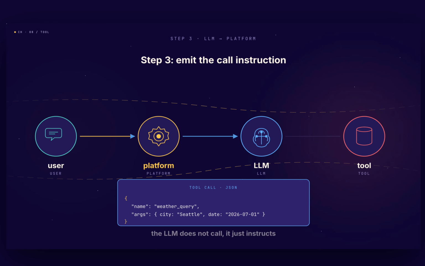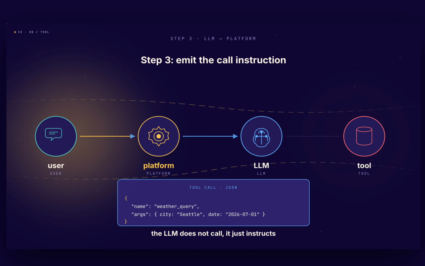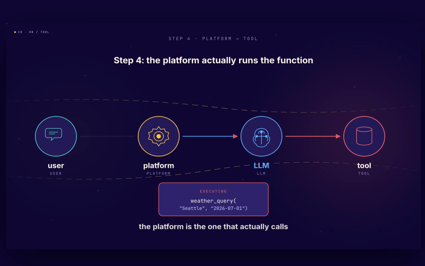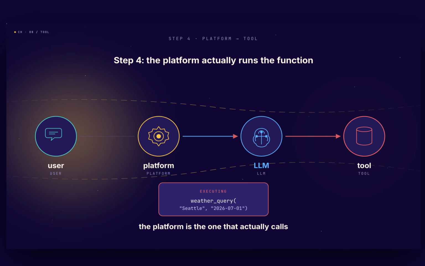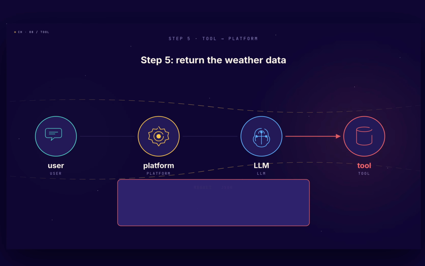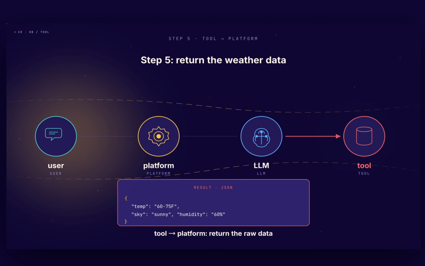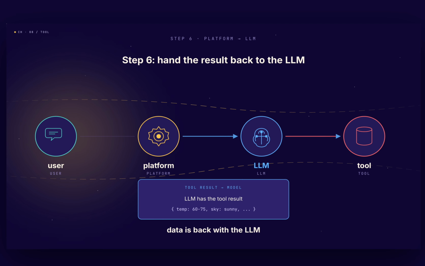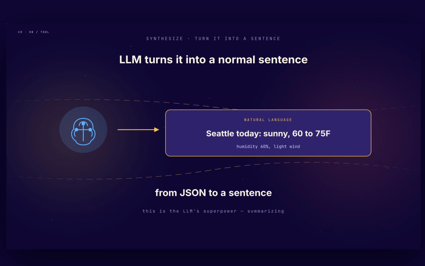The model looks at all this and thinks, the user wants the weather. I don't have real-time data, but there's a weather tool. Got it, I'll call it. Step 3. The model generates a call instruction with the tool name and parameters and sends it to the platform. Step 4. The platform receives the instruction and actually calls the tool, which is just running the function behind it. Step 5. When the tool finishes, it sends the weather JSON back to the platform. Step 6. The platform hands that result over to the model.